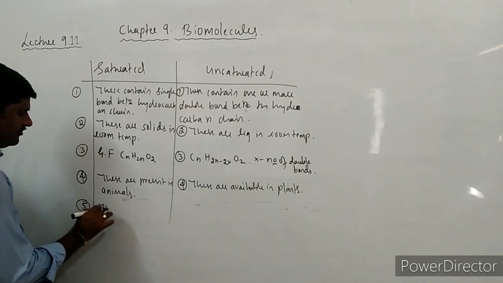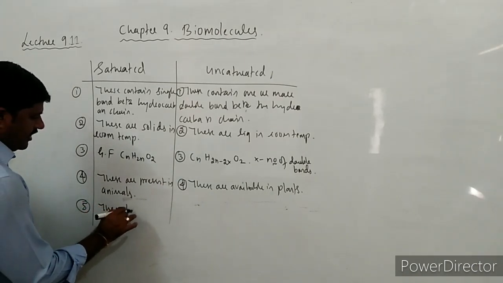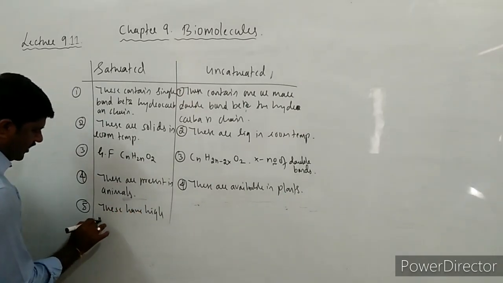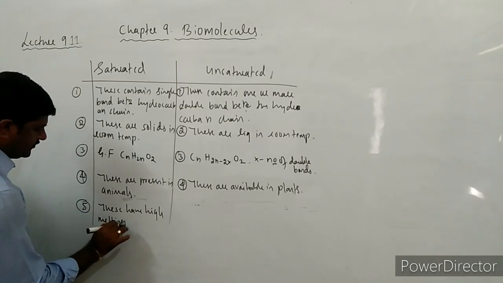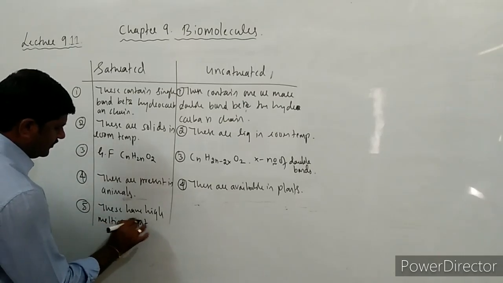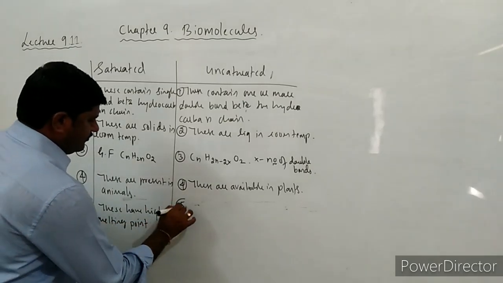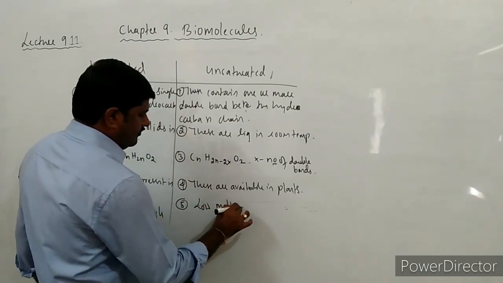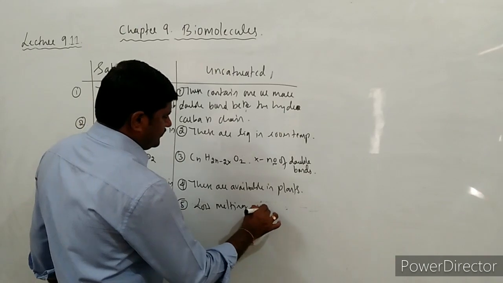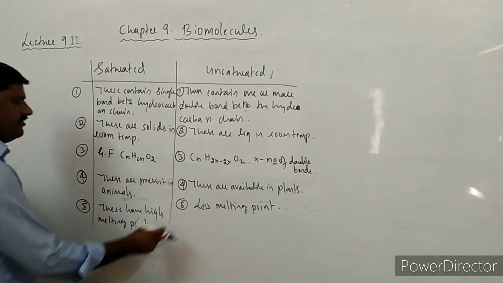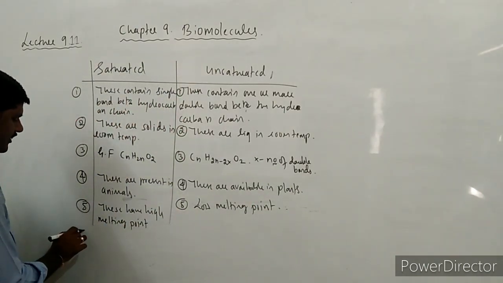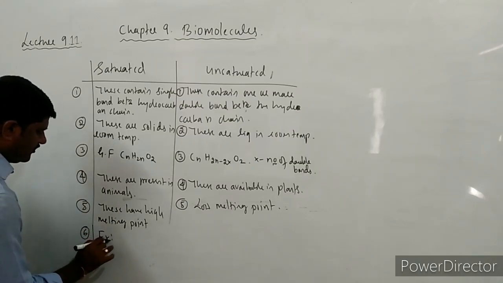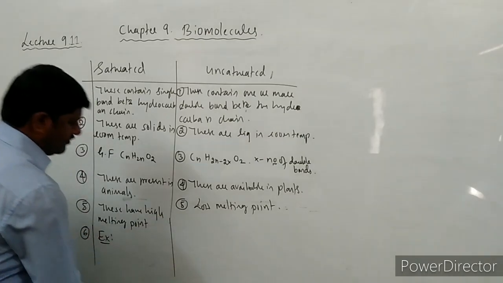And saturated ones have a high melting point, and unsaturated ones have a low melting point. So these have a low melting point, these have a high melting point. So we can quote examples for both of these.